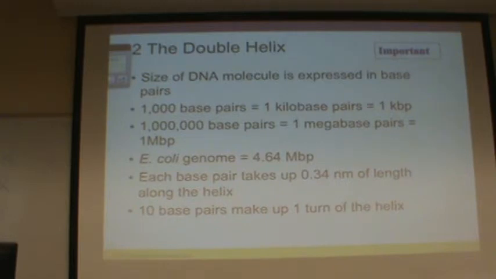Wait, how many genes in human? Let me open the polling again. How many genes in our genome? Human genes.